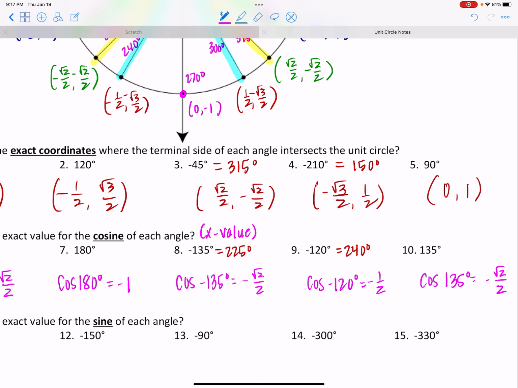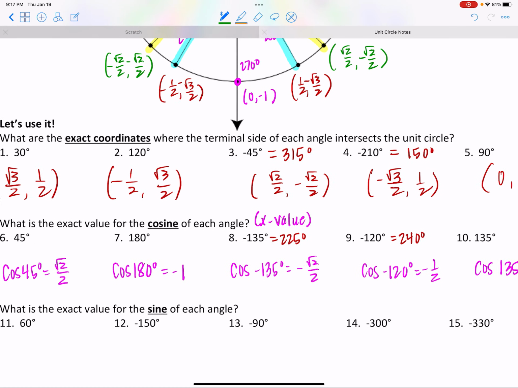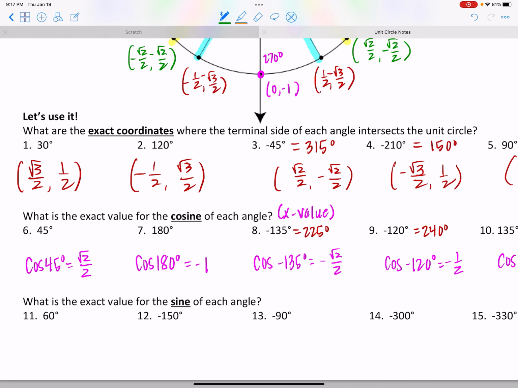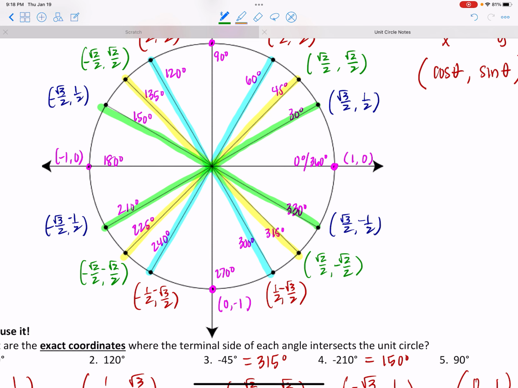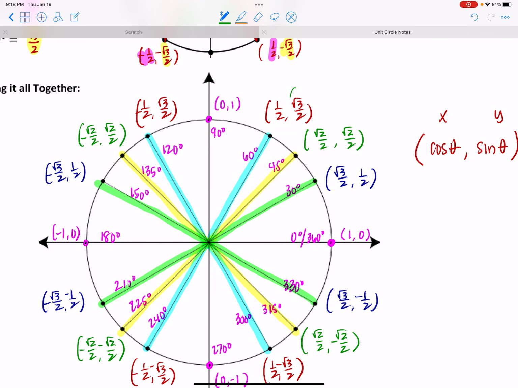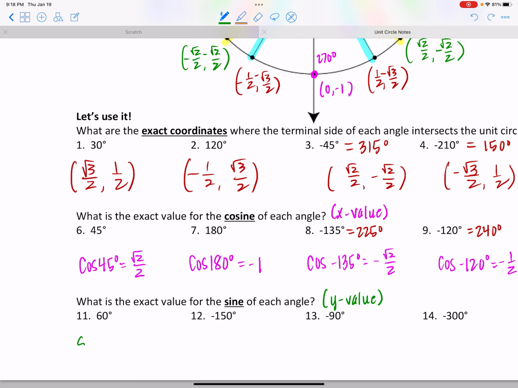Alright, and now let's try it again, but this time identifying the exact value for the sine of each of our angles. So if we want the sine, now I want the y value in the coordinate. So let's find the coordinate and just pick out the y value. So 60 degrees, back up here, sorry if the scrolling is giving you a headache, the y coordinate is radical 3 over 2. So we would say that the sine for 60 is exactly radical 3 over 2.